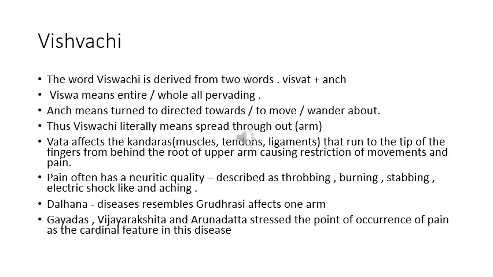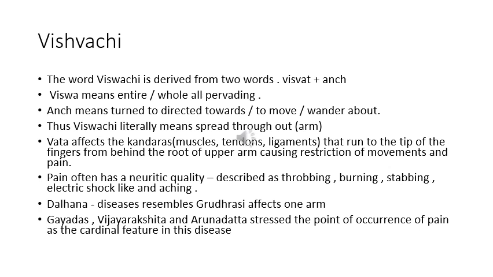And a similar condition called Vishwachi is also explained by Acharyas. The word Vishwachi is derived from two words, Vishwat plus Anch. Vishwa means entire, the whole, all pervading, and Anch means turned to or directed towards, to move or to wander about. Thus Vishwachi literally means spreading throughout an area, here it is the arm.